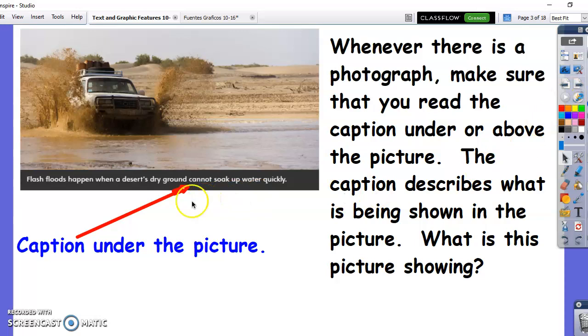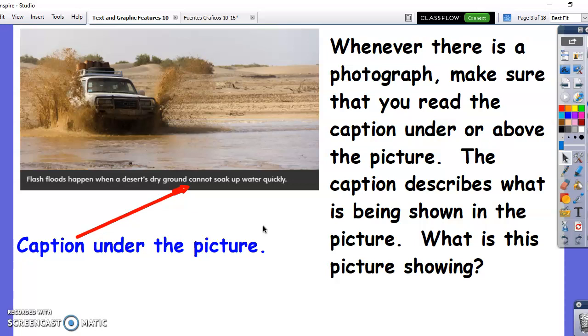The kids really need to understand what the caption is. The caption a lot of times explains what's being shown in the picture or why the author is including this picture. When I read the caption here, I understand that they're talking about flash floods. So therefore, I understand that the picture's being included so you understand that there is water in the desert. Sometimes there's rainfall in the desert, and a lot of times when there is rainfall in the desert, it causes a flash flood.